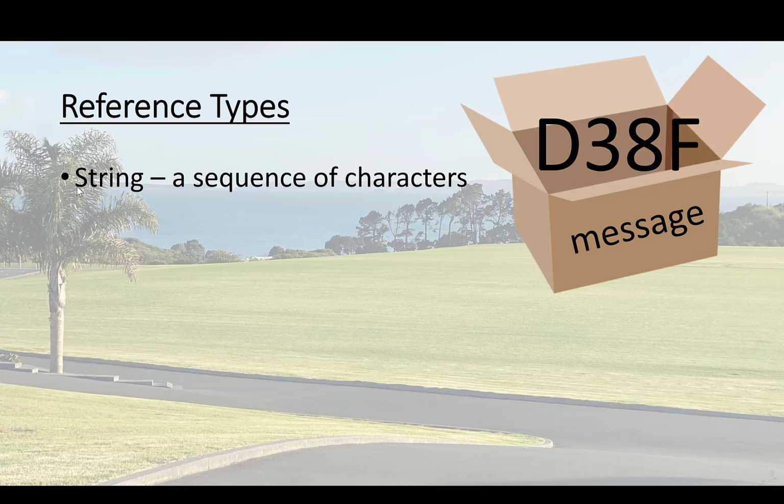It's about what's stored in the box. Is it the actual value? That's a primitive data type. Letter, the box contained the value A. Or is it a reference type, message? The string variable message actually contains the memory address of the location where the actual text of that string is stored.